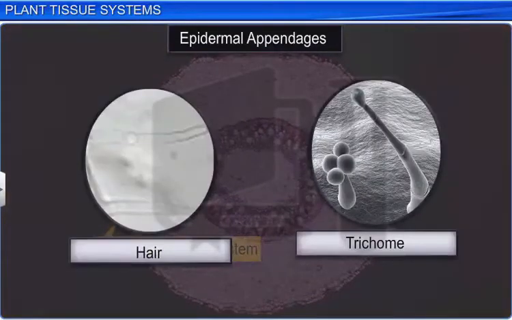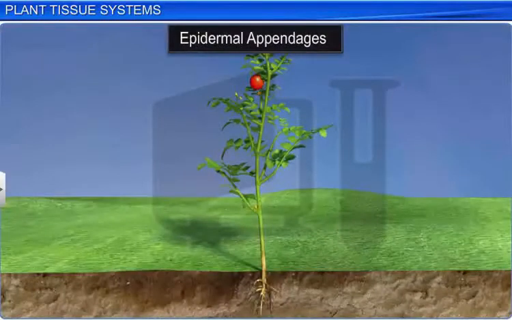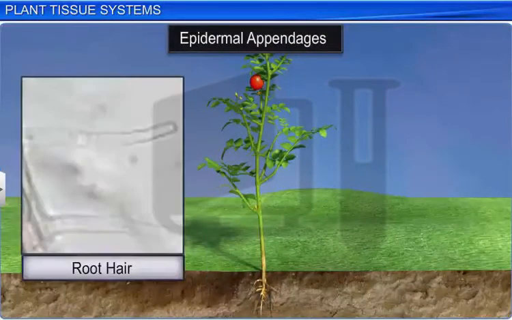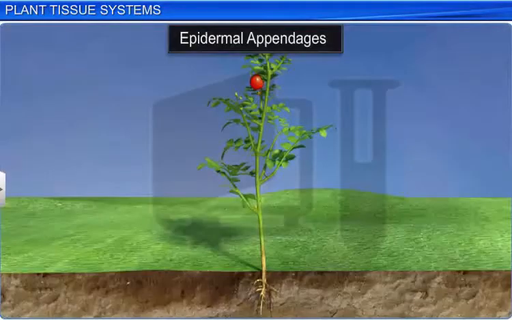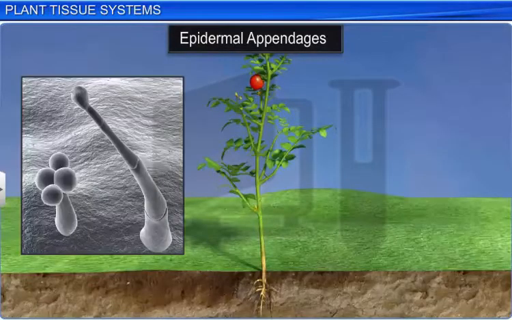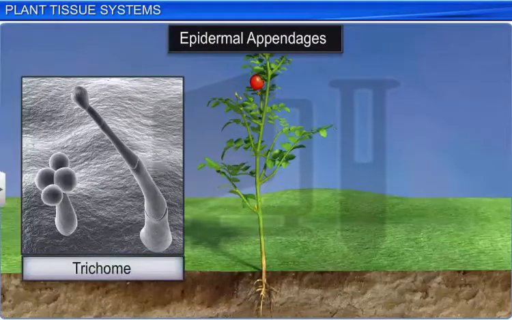The root hairs are unicellular elongations of the epidermal cells, and they help absorb water and minerals from the soil. The epidermal hairs on the stem are known as trichomes. They may be branched, unbranched, soft or stiff, and may also be secretory in function. Besides this, trichomes prevent loss of water due to transpiration.